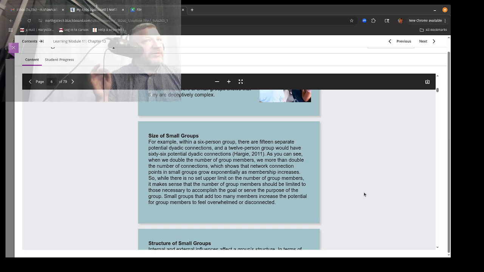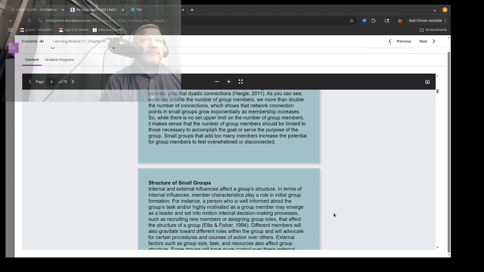And remember, there's no real die-hard set upper limit of the number of group members, but ultimately, like I said, most texts will say 15 to 20, because when we're trying to accomplish a goal for a group, if we have too many members, the dyadic connections become too great. Group members feel overwhelmed, disconnected, and spend more time socializing than they actually do getting the problem solved, right?